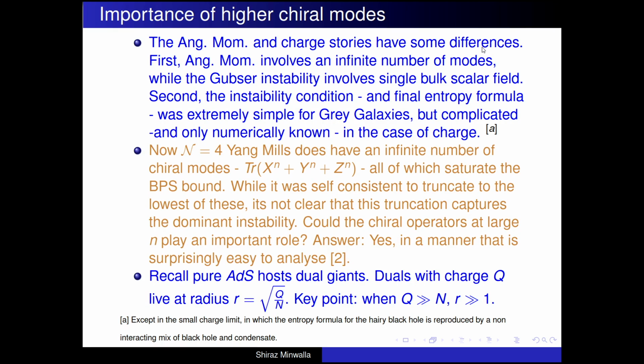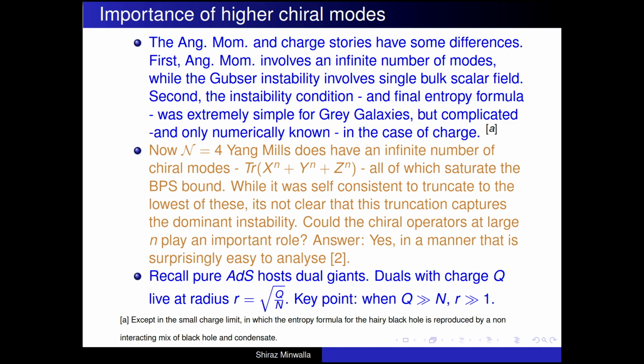Okay, so now it's clear that the stories I've told you about angular momentum and charge have some similarities so far, but they also have two or three key differences. There are two main differences. First, the angular momentum story involved an infinite number of modes, all modes with large enough angular momentum, whereas the charge condensation seemed to be triggered, at least in Gubser's story, by one mode. Relatedly, the angular momentum story had a very simple answer: instability at omega equals 1, 45-degree lines, computing entropy. Whereas, to get answers for the charge story, you seem to need to do some complicated numerics.